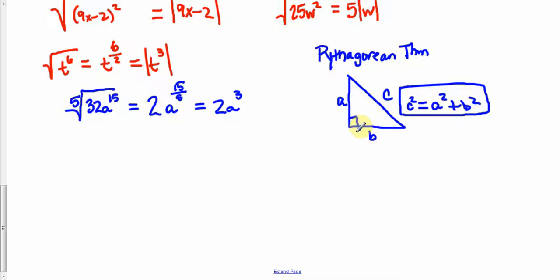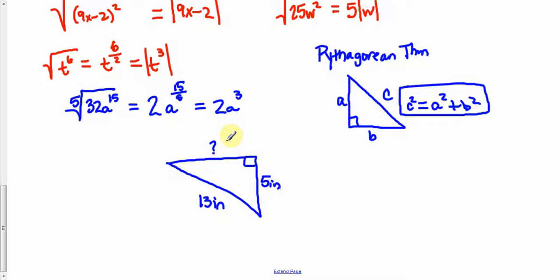Okay, so if we draw a right triangle with a missing side on it, and again, do not get hung up on A, B, and C. You need to make sure you understand that the hypotenuse is the longest leg and it's located across from the right angle. And we're looking for this one, and then this one is 5 inches. And I love it that they didn't call it A or B, they just called it question mark.